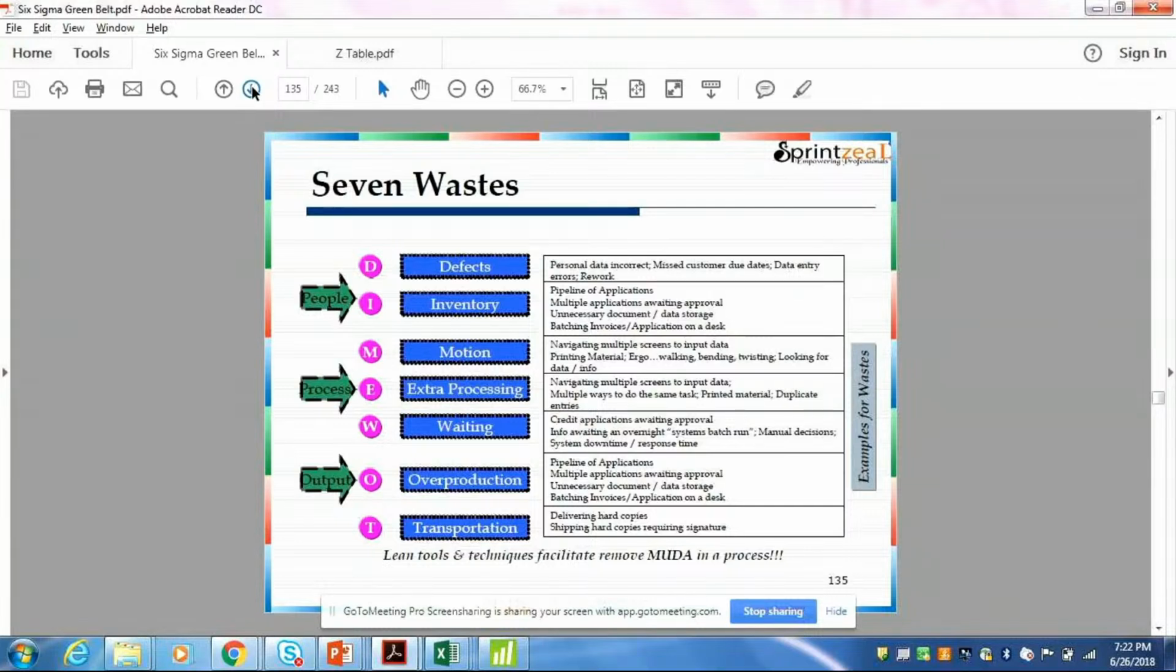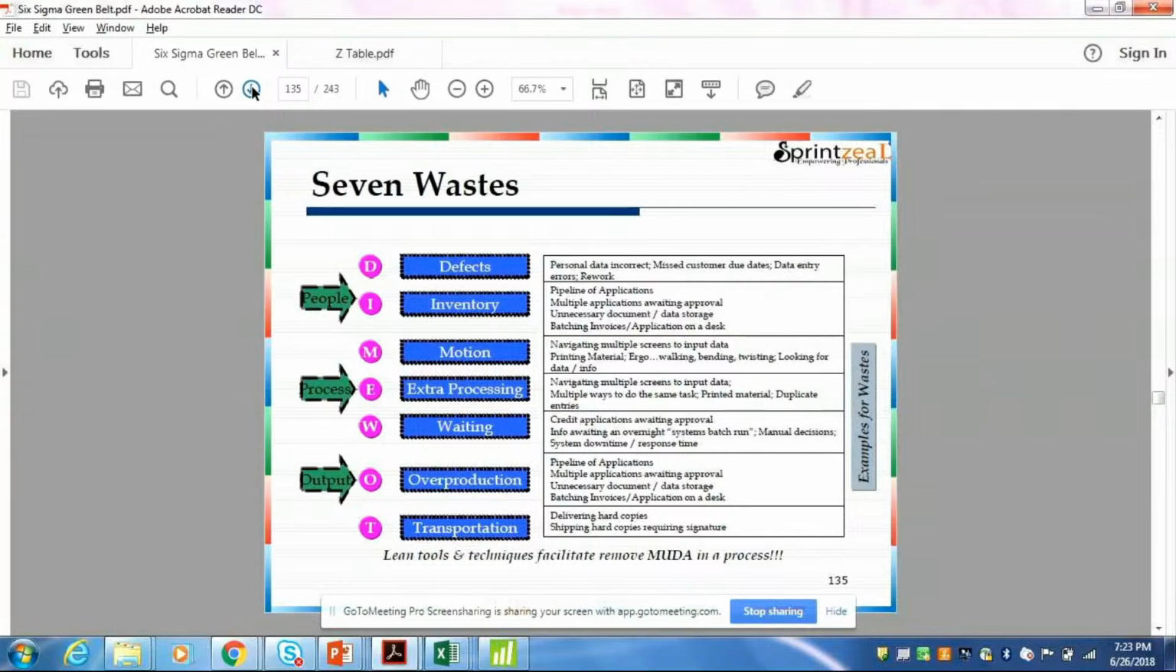Then the third kind of waste is motion. Motion is whenever a person is moving to do the normal job, for example walking, bending, twisting, looking for data, information. We are doing a lot of motion, and it constitutes a lot of waste. As an individual, because of searching for data, looking for things and information, you might be spending only 5 to 10 minutes.